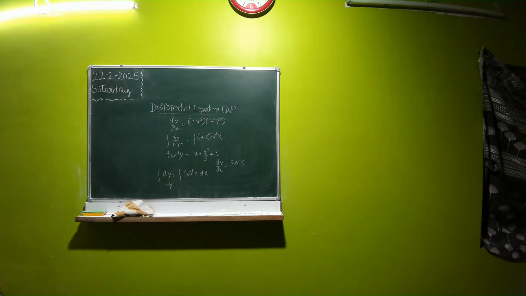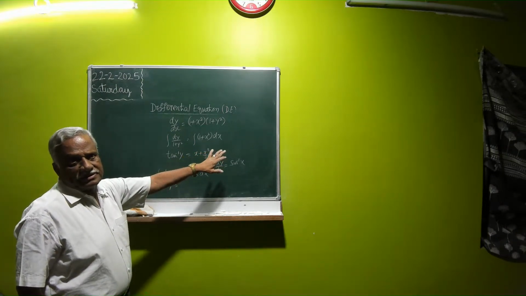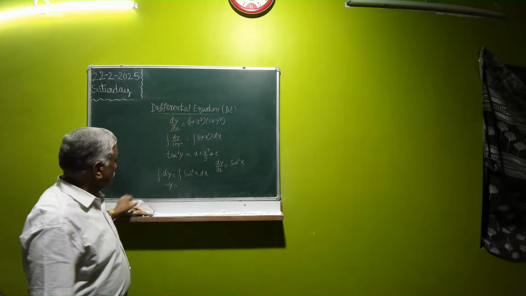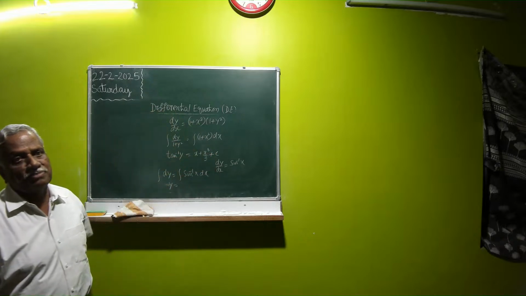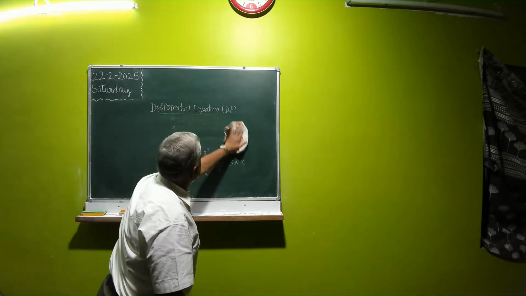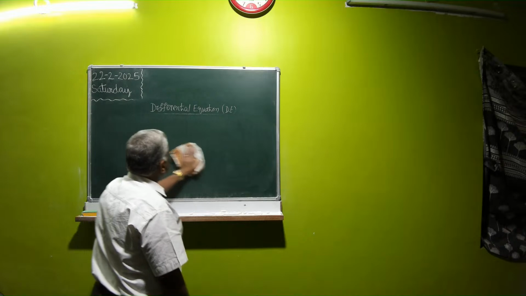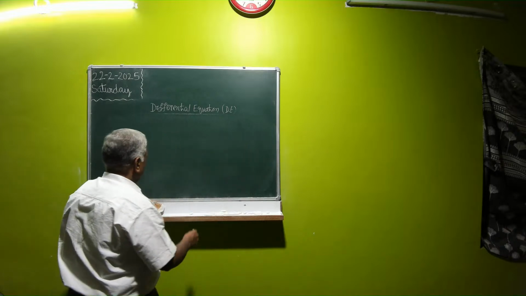So you need to use integration by parts. U is equal to sine inverse x and dv by dx. That we have done in integration. So I have just given some examples of variables available. Today we shall discuss the other one also, homogeneous differential equation.